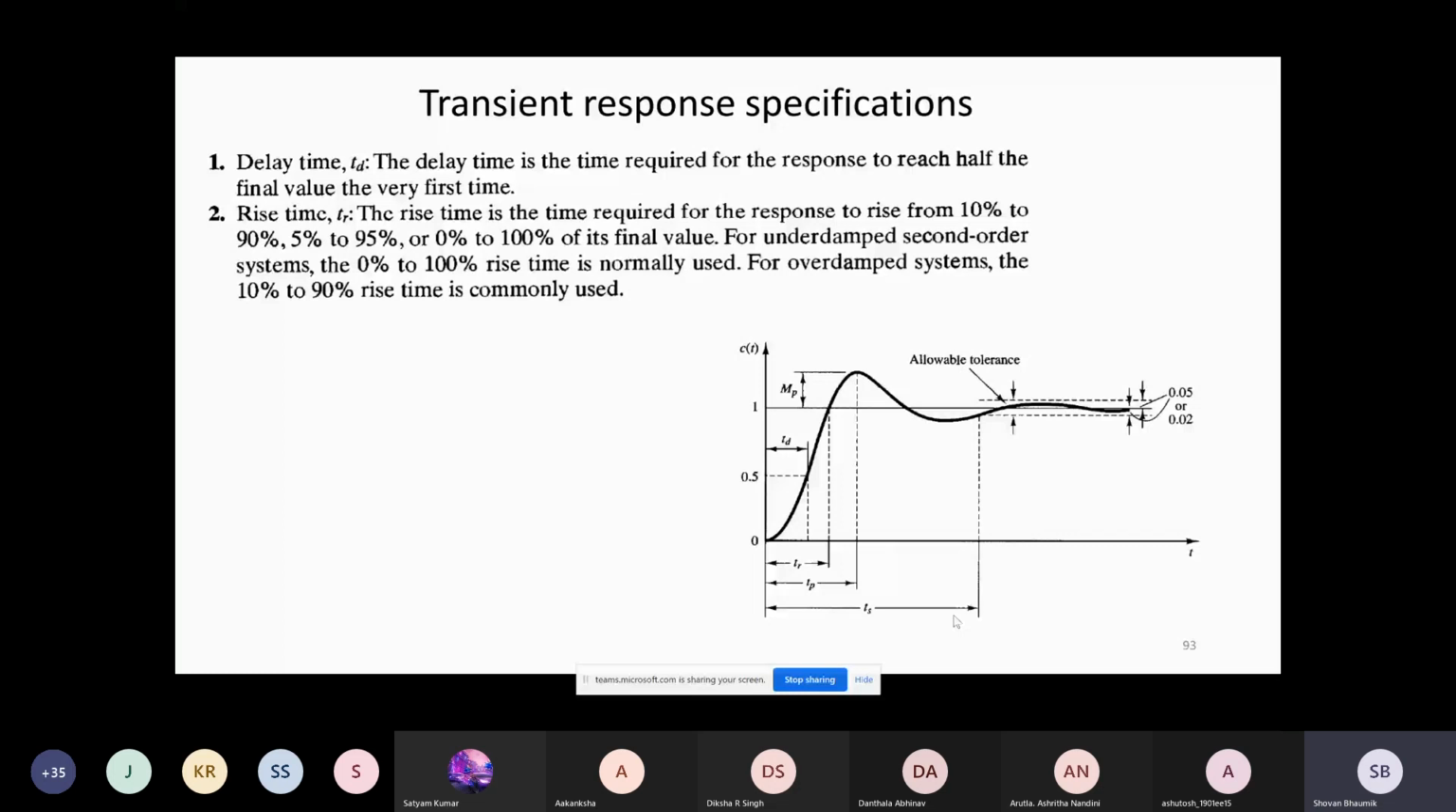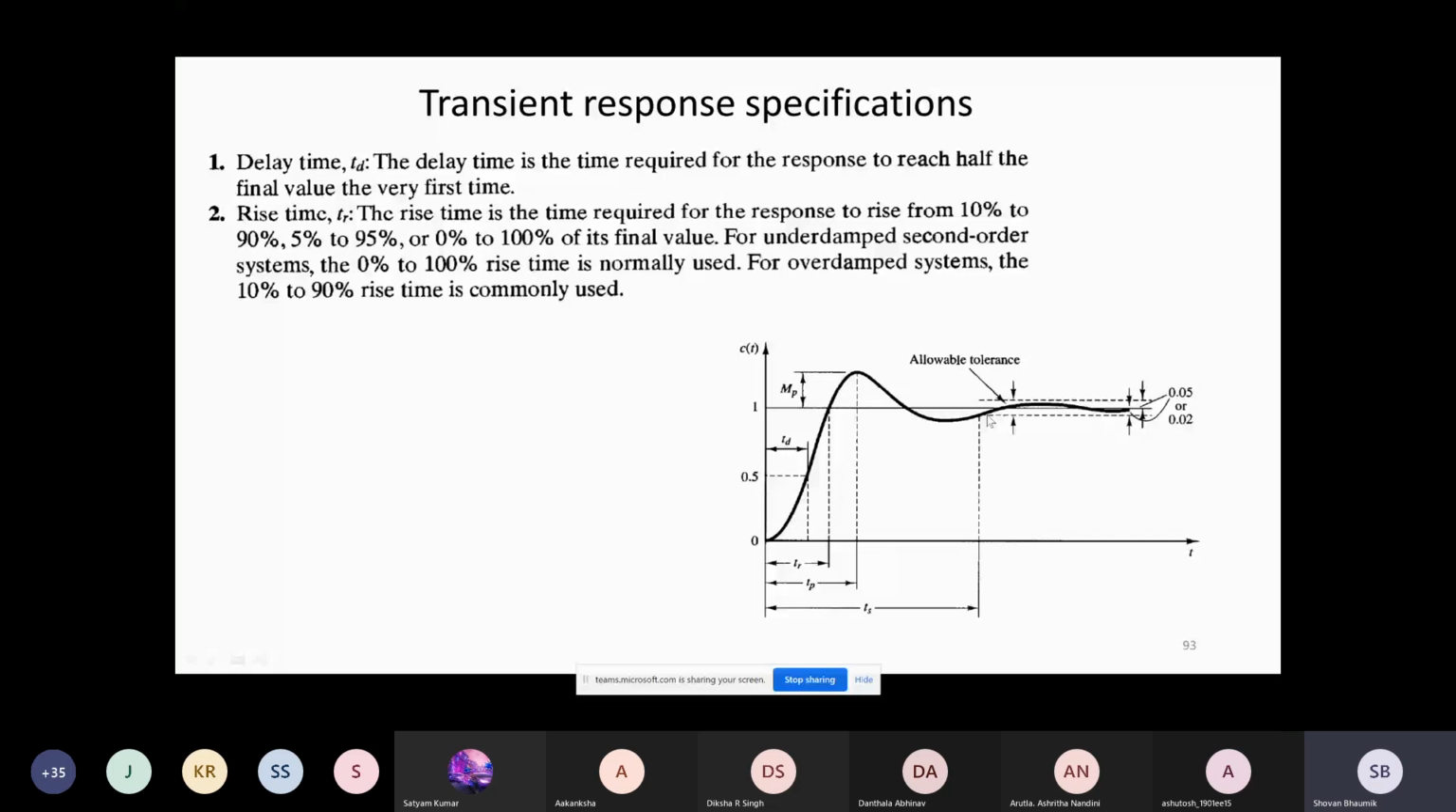Suppose we are trying to define Ts with the 5% band. Then at the steady state value where it will reach, you define the 5% up and down values and you will get a band. When the output reaches inside the band and never goes out of the band, this is very important, the output is reaching here, inside the band, and never going out of the band, this will become the Ts or settling time. This is where you define it. Next slide.